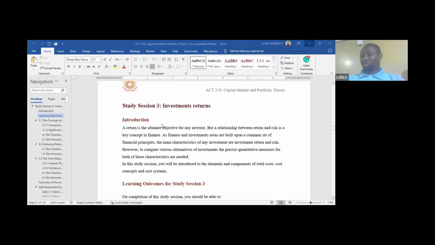We are going to start from study session 3 today. And study session 3 talks about investment returns. By His grace, if time permits, we talk about study session 4, which talks about risk as well.